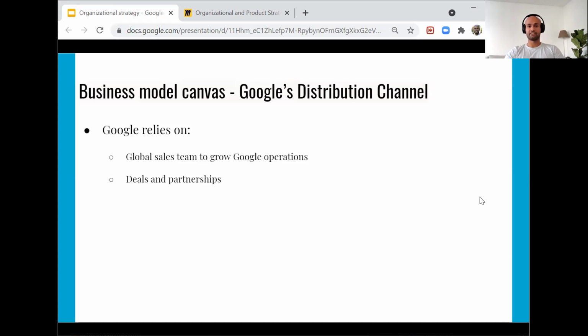And these distribution channels can be either direct or indirect. They can be physical, they can be digital, right? Depends on the type of business you're operating and the industry that you're in. So in the example of Google, they use business development to keep growing Google operations. And Google deals and partnerships bring it to billions of devices around the world, like we saw with Apple, with things like Chrome, right? With Google phones and so on. So they distribute their product through these different channels.